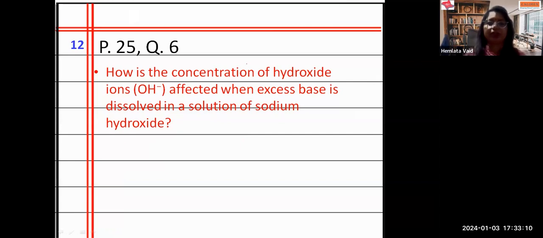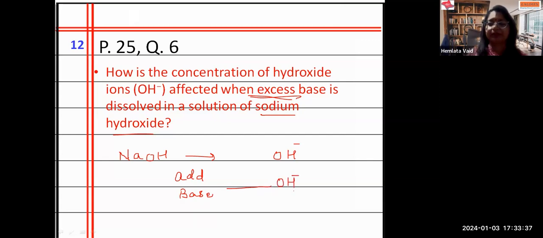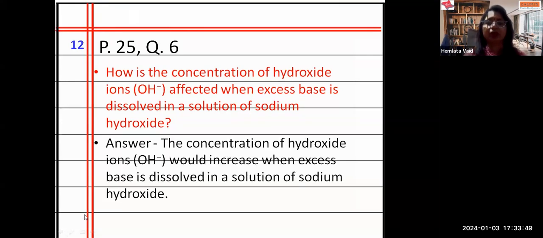so children, the question here is that you are adding excess of base into it. The solution you already have is of sodium hydroxide. So when you have the solution of sodium hydroxide, it will have hydroxide ions present in it. And then you are adding excess of base into it. So what will happen to the OH minus ions? They are going to increase because it already had OH minus ions. Now you have added more base into it. So the answer here is more hydroxide ions will be produced.